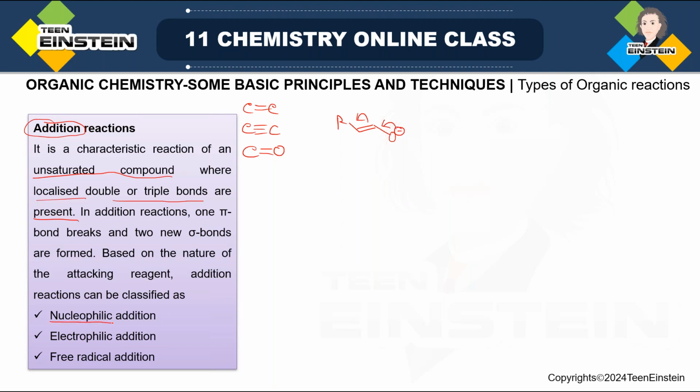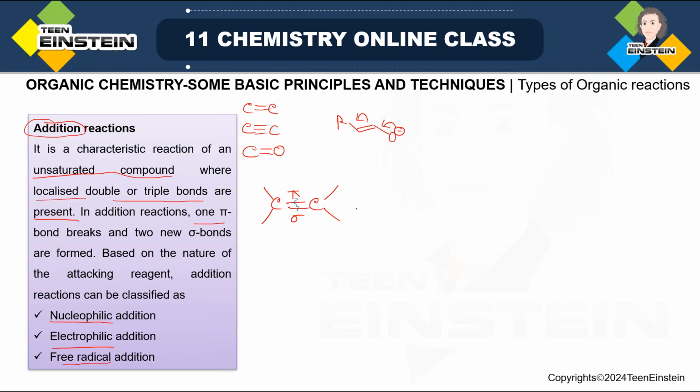So if we have this type of unsaturation, then in presence of some suitable reagents, now these reagents may be nucleophile, it may be electrophile, or it may be free radical. Now in addition reaction, what happens? One pi bond will be broken and 2 new sigma bonds will be formed. So for example, if I am taking simply a C=C double bond, here one sigma bond is present and one pi bond is present. Out of this sigma and pi, compared to sigma, the pi is the weak bond. So this bond will be broken, and when this bond is broken, what will happen?